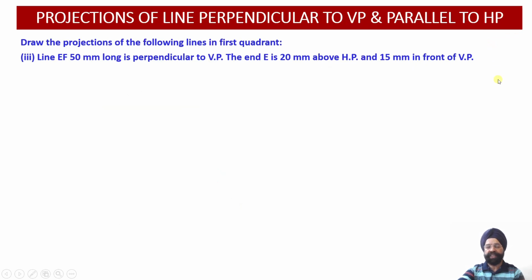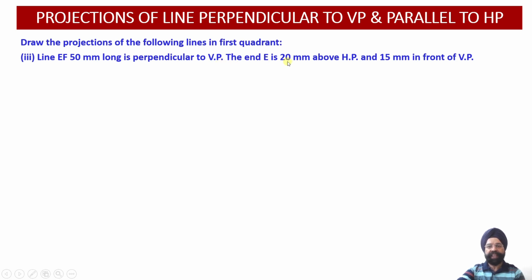to the vertical planes. Now we pick up case number 3, projections of the line which is perpendicular to the vertical plane and parallel to the horizontal plane. So let us read out the statement. The line EF is 50 mm long. Once again, it is perpendicular to the vertical plane.